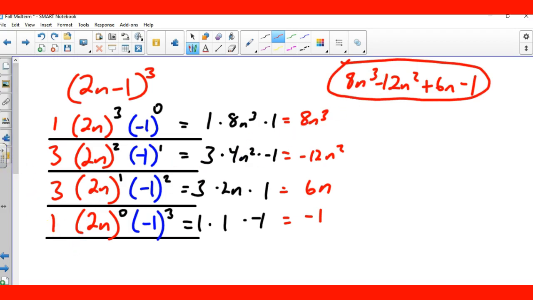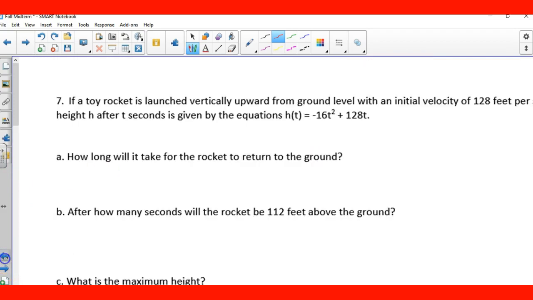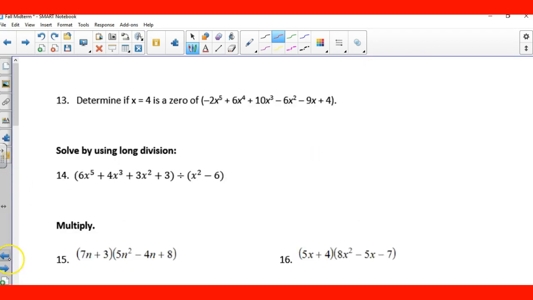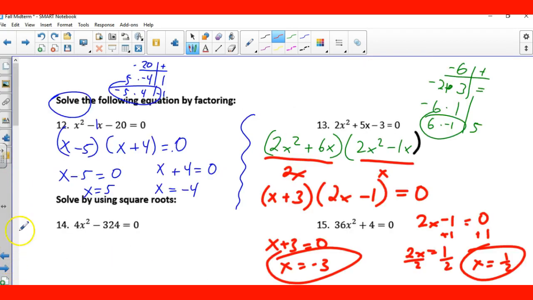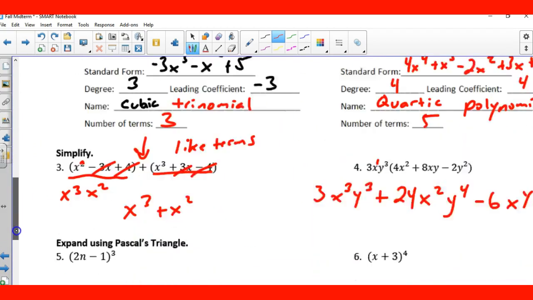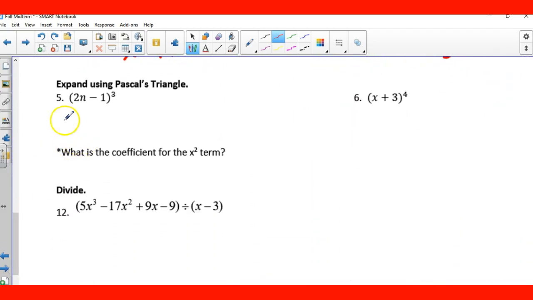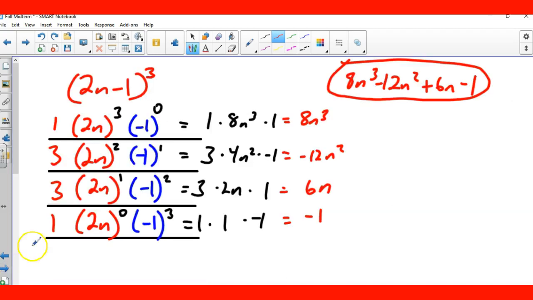So, let's see here. I'm going to take that back over here and write it into the equation. So I write it here. So 2n minus 1 cubed is going to be 8n cubed minus 12n squared plus 6n minus 1 right there, okay? Now we have x plus 3 to the 4th, and I am also going to do that on another page.